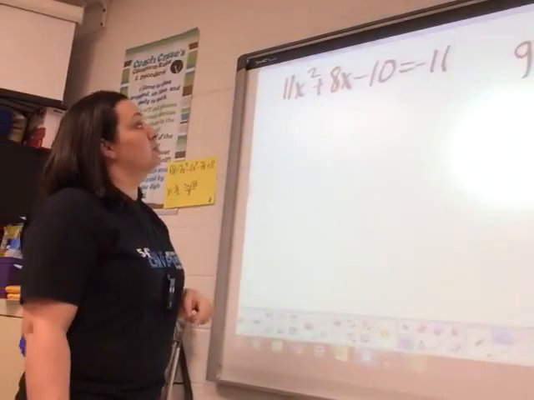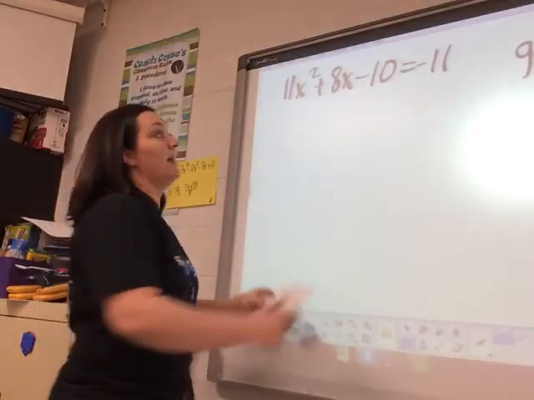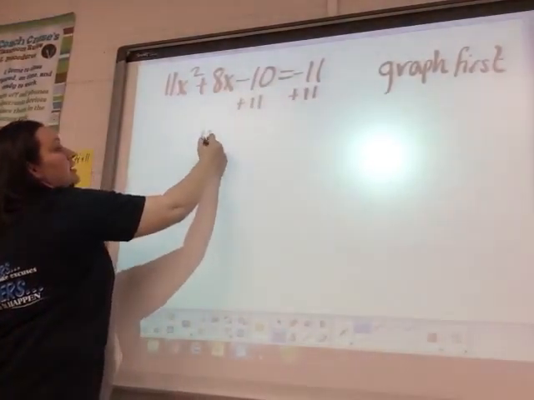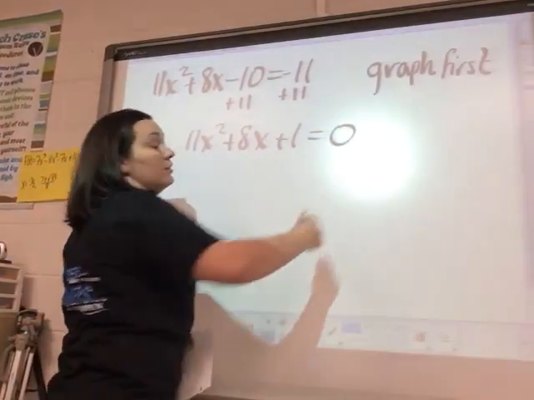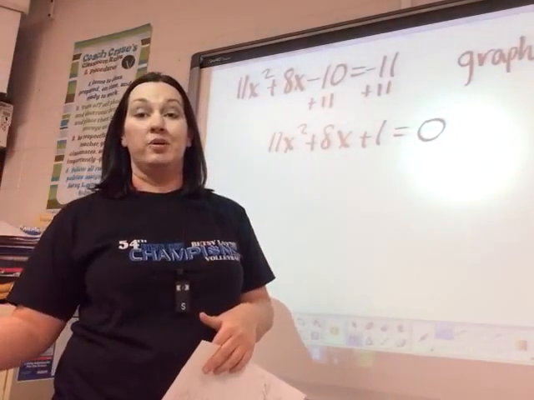We've got 11x squared plus 8x minus 10 equals negative 11. Let's get it equal to 0 first, so add 11 to both sides, to get 11x squared plus 8x plus 1 equals 0. And now, with me, I always like to do graphical first and then compare it with the algebraic. So let's go to that graph.